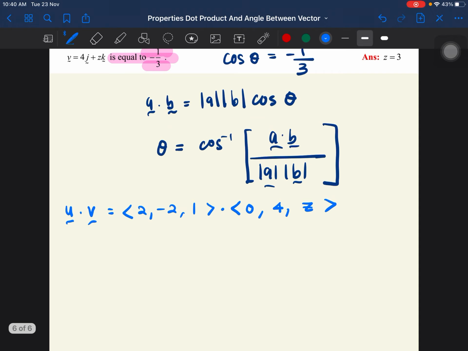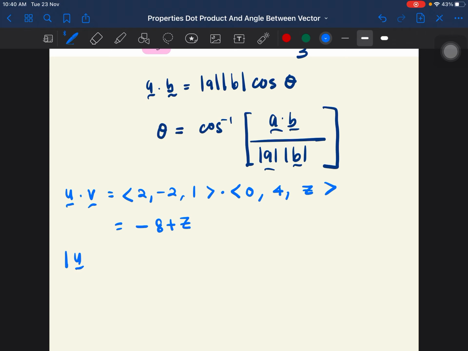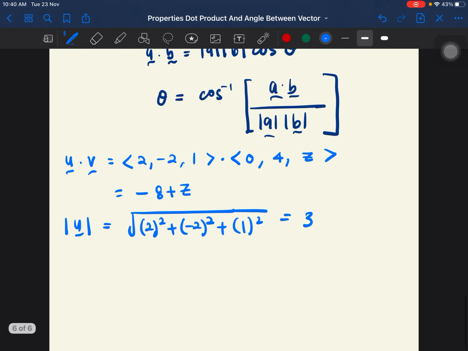So by applying the dot product, you will have negative 8 plus z. So this is the dot product between these two vectors. Next we have to find the magnitude of u, which is equal to the square root of 2 squared plus negative 2 squared plus 1 squared, which is equal to 3, because the square root of 9 is equal to 3.